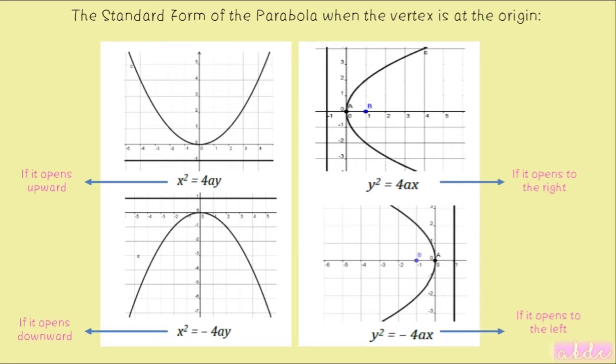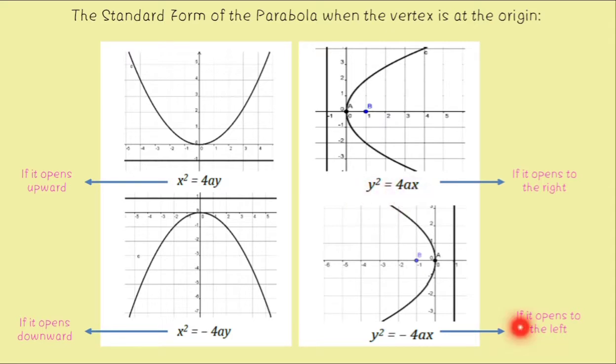So let's start with the standard form of the parabola when the vertex is at the origin. So if it opens upward and the vertex is at the origin, this is the standard form, x squared equals 4ay. While if it opens downward, this is the standard form, x squared equals negative 4ay. On the other hand, if it opens to the right and the vertex is at the origin, the standard form is y squared equals 4ax.